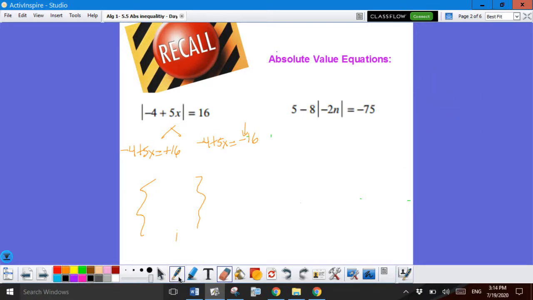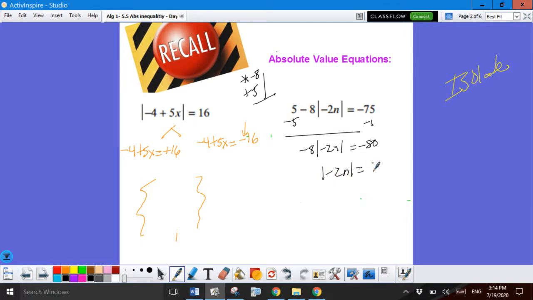Now, the other piece I had to remember was that I needed to isolate before I could split, okay? So looking at this equation, I see that this is actually multiplied by negative 8 and then adding 5. So this is a little tricky because of how it's written. So we're subtracting the 5 first. So negative 8, the negative 2n, that's a negative 80. So the negative 2n would give me 10. Okay, so here's where I get to split. Negative 2n equals positive 10. Negative 2n equals negative 10. So n is negative 5. And n is 5. So my two solutions would be negative 5 and 5.